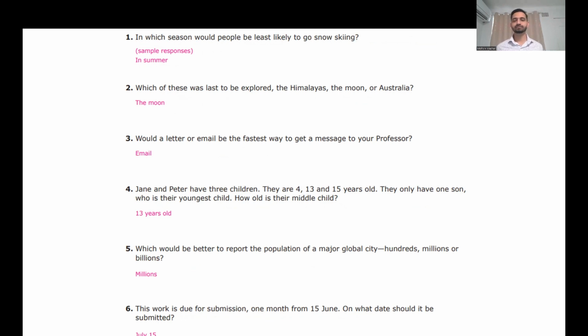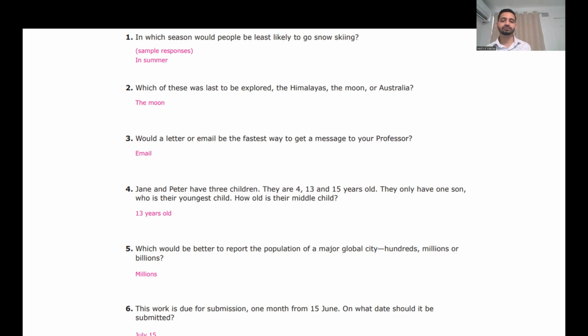So snow skiing, obviously people like to go in winter, right? So "least likely" is the keyword that you need to look for, and least likely has to be in summer. Right? Which of these was last to be explored? The Himalayas, the moon, or Australia? So last to be explored. Obviously, the Earth has been explored, and we know Himalayas and Australia exist, and obviously, the moon was explored later.